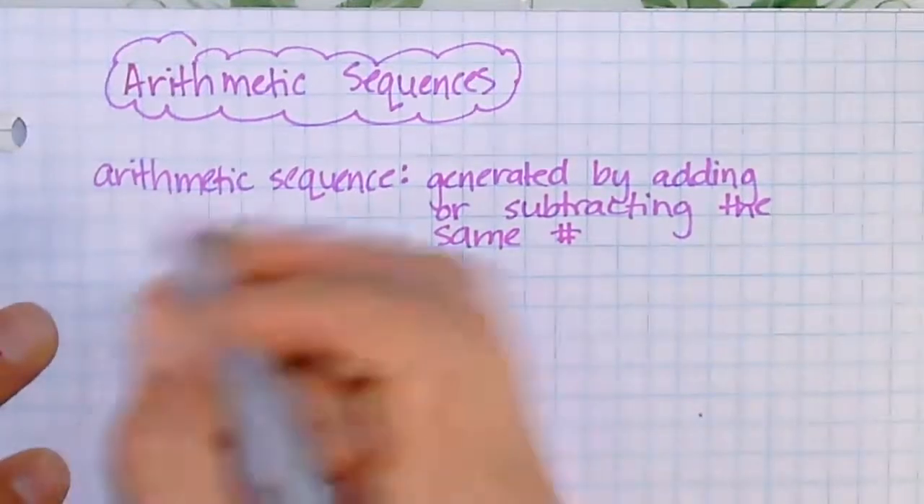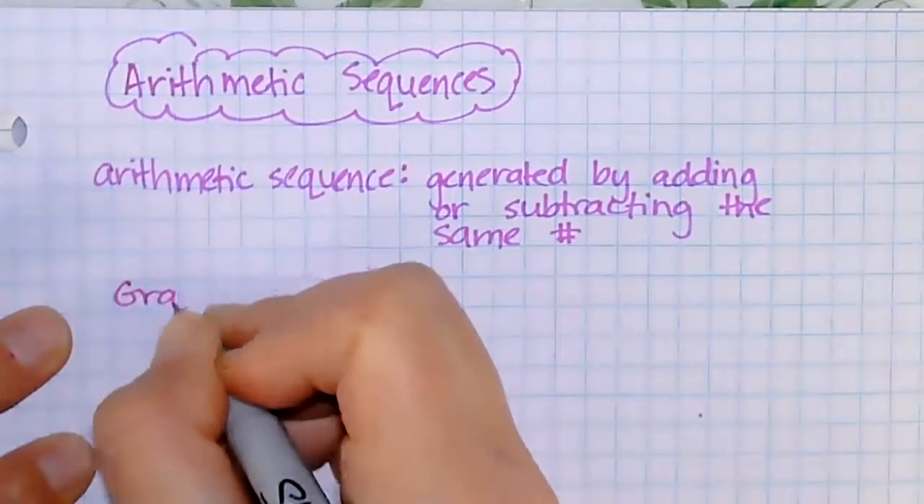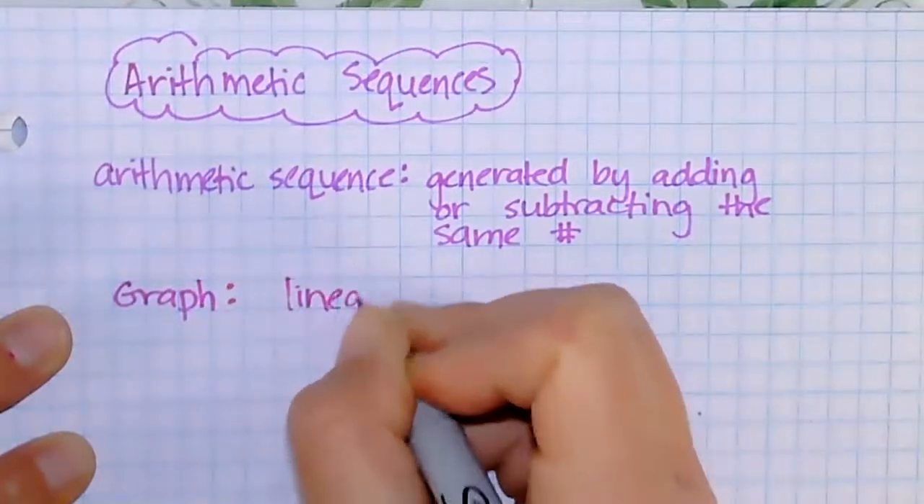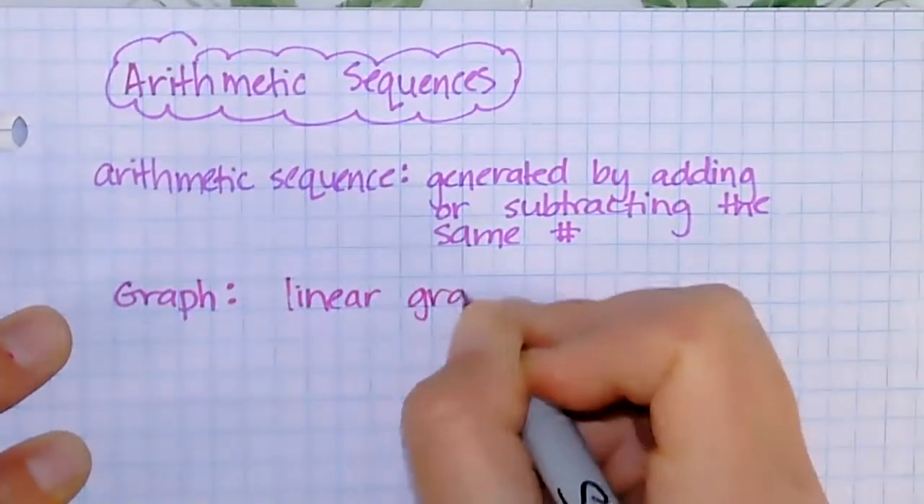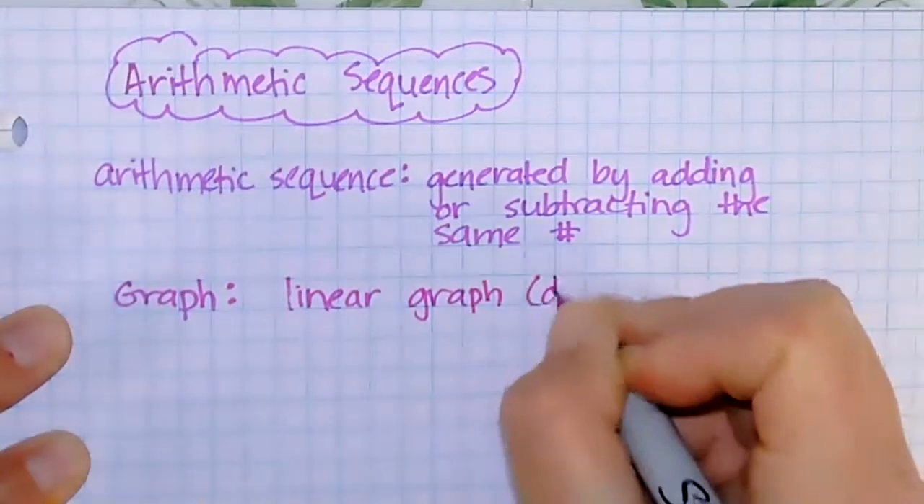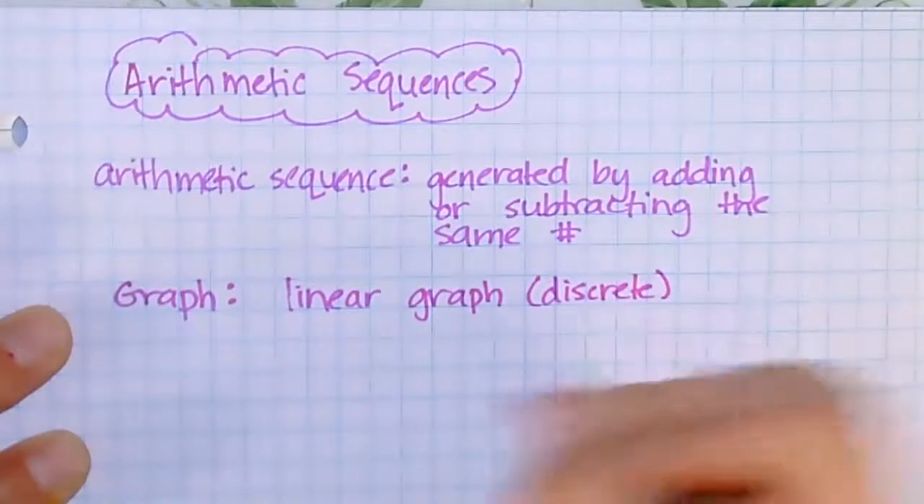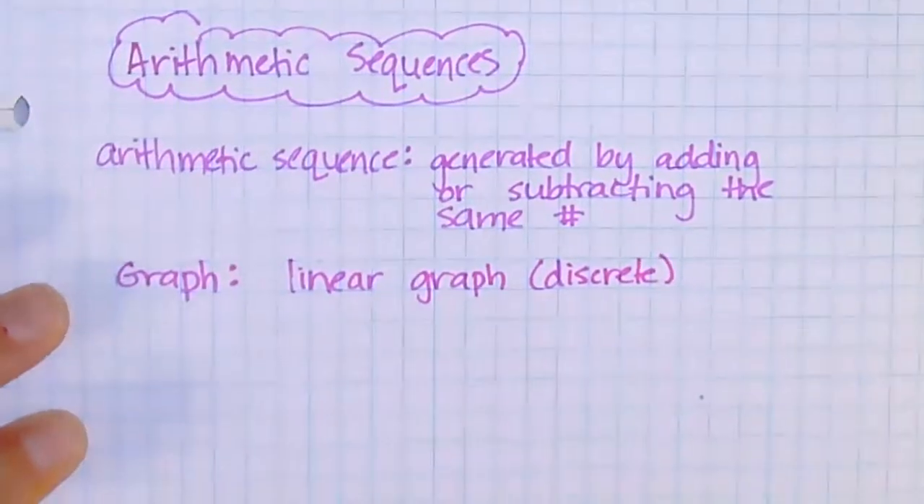And I'm going to talk about the type of graph. If I was to graph this, this is going to be a linear graph, a line, and it is going to be discrete. That means we don't connect it. We just plot the points, but we don't connect the points with a line.